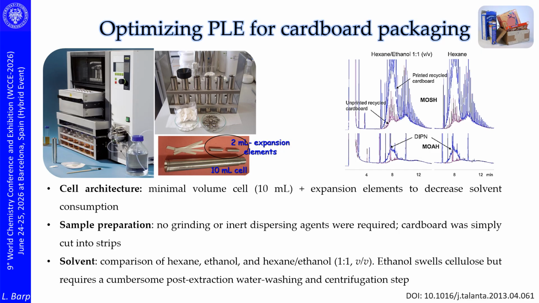Traditionally, during overnight extraction, hexane-ethanol mixtures are preferred because ethanol swells the polar cellulose matrix, releasing entrapped fractions. However, under pressurized conditions, this kinetic limitation disappeared. Pure hexane demonstrated excellent affinity for the lipophilic hydrocarbon fractions while leaving the polar cellulose matrix undisturbed, and the ethanol introduced an analytical drawback requiring a tedious post-extraction water washing step followed by centrifugation to isolate the phases.